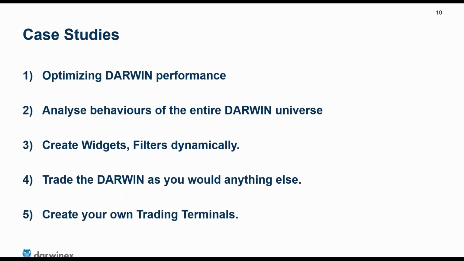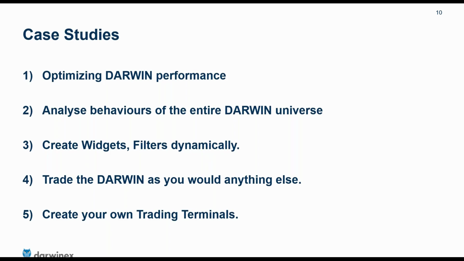Right, in terms of case studies? No, there are tons of case studies. We are summarizing here, I think, the most important ones to understand how powerful the Darwin API is. In this case, for example, what we already said, optimizing Darwin performance. It's much easier to outperform a Darwin who is already making money than trading the underlying asset itself.